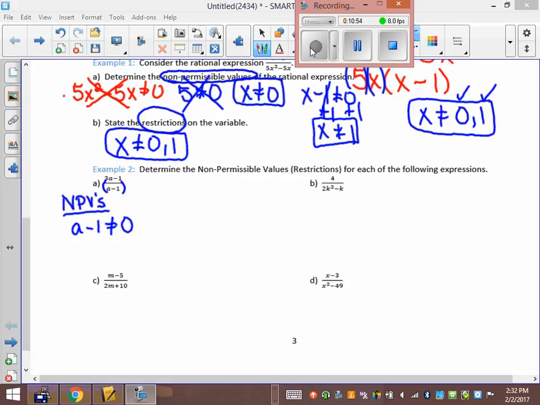How do we move a subtraction of 1? Add 1. So we get a can't equal 1. And we're done. And we check it. Fill in a 1. 1 minus 1 is 0. So we know we're right. I can walk away from that test question knowing I got it completely correct.